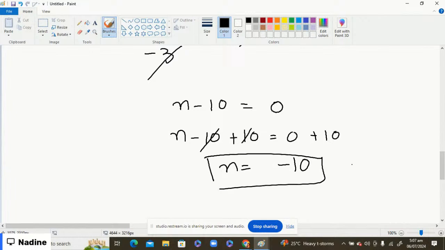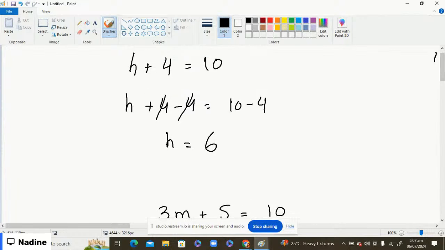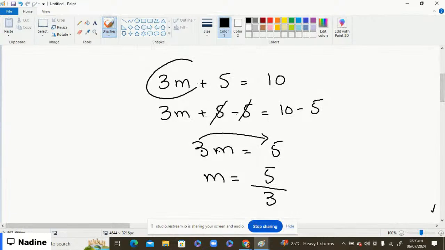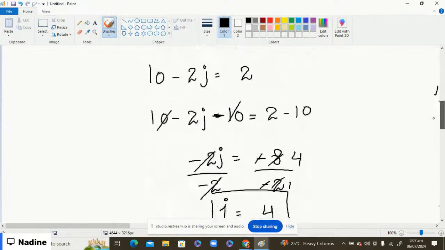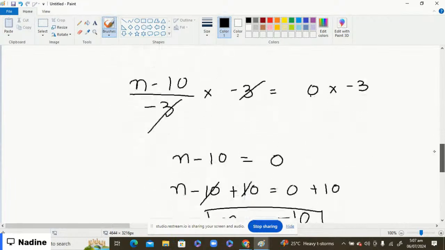How many ways did we discuss? The first way, if a number is only added. Here, sometimes a number is multiplied. These two are the same multiplication. Now it's in the form of division.